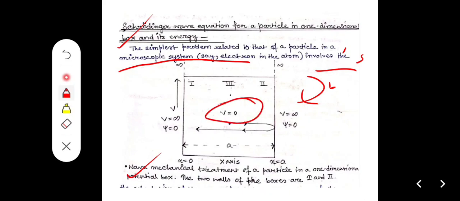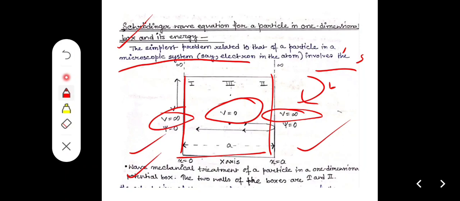Inside the box we get V equal to 0. Okay. V equal to 0, that is the potential energy. Outside the box, V equal to infinity, and psi is also 0 here and here. Psi equal to 0 and V equal to infinity. In the box, potential energy V equal to 0. Okay. a is the length. As we know, x equal to 0 to x equal to a, that means the whole length of the box, that should be a. Okay.